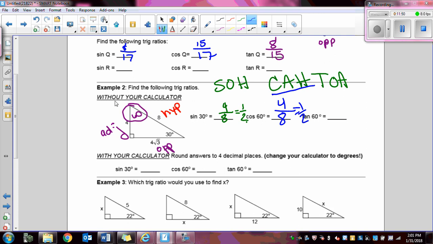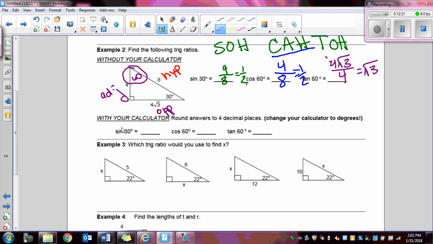Tangent of 60. I already have my reference angle circled. I already have my sides labeled. I don't have to erase it. They're using the same reference angle. Tangent is opposite over adjacent. So my opposite I have is 4 square root of 3. And my adjacent is 4. You can see that these 4's will cancel. They both don't have a square root, so we can divide them. 4 over 4 is 1. That's just a square root of 3.